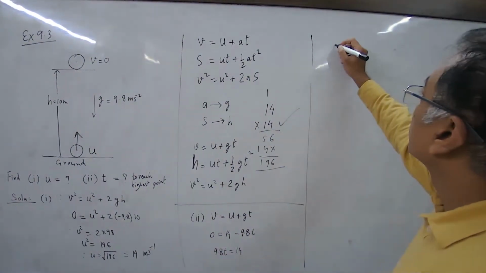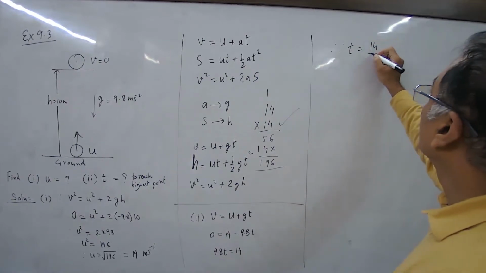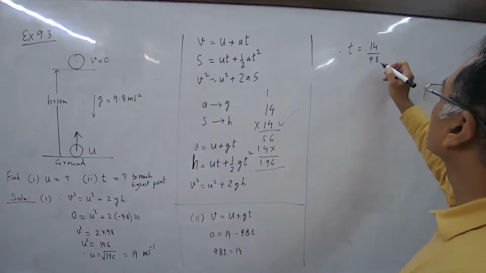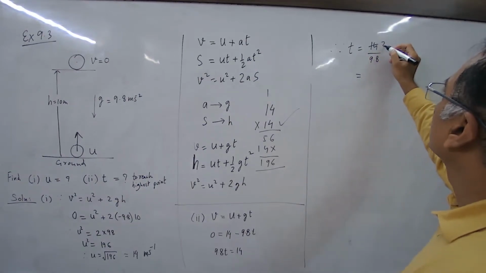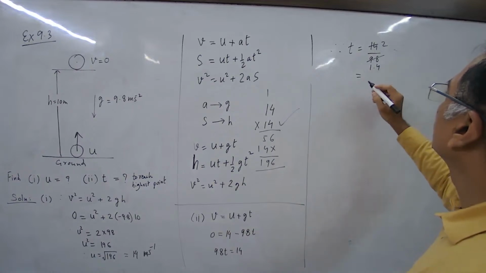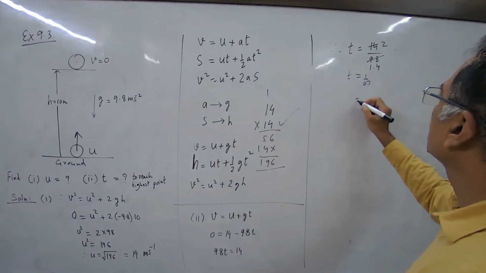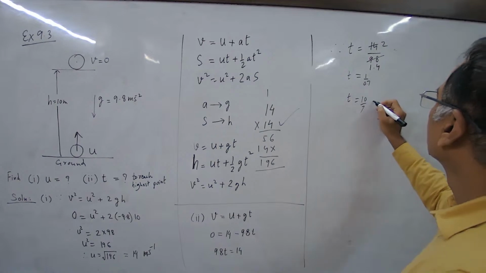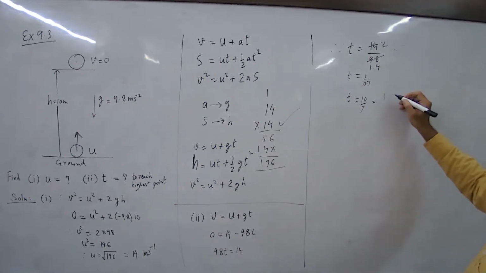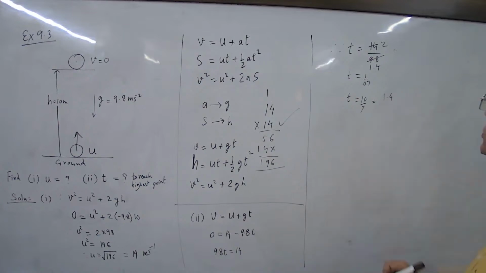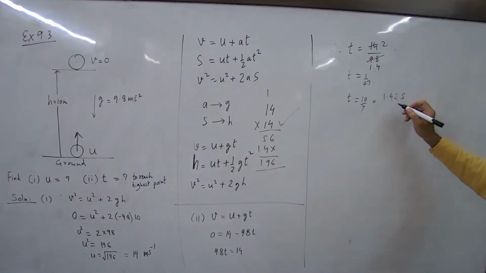So how much is T then? Therefore, T is equal to 14 divided by 9.8. How much is this? 2 by 14 is 1 by 0.7. So this is 10 by 7. How much is that? 7 ones are 7, 1.4. Okay, 7 ones are 7, then 30, 4 twos are 28, 20. 1.42 seconds you can say, or just 1.4 seconds. Easy answer.